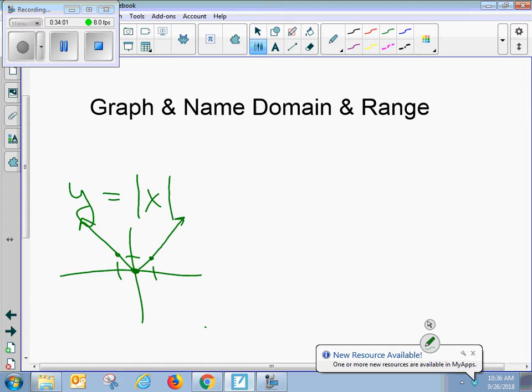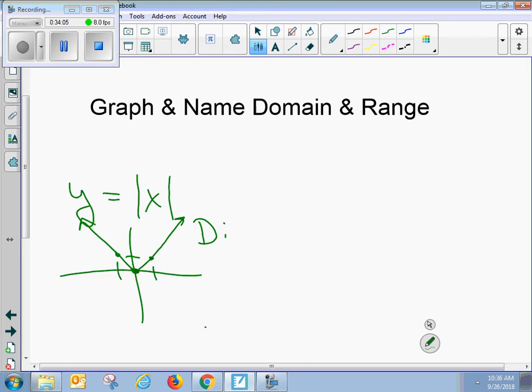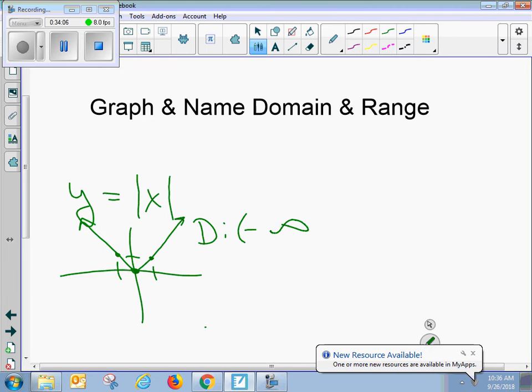What can I plug in for x? Anything. So my domain, if you remember, we wrote was negative infinity to infinity. That's how we wrote all real numbers. The range is not anything. All positives and 0, which means I want to include 0 all the way to infinity. So that's saying all positive real numbers from 0 to infinity.